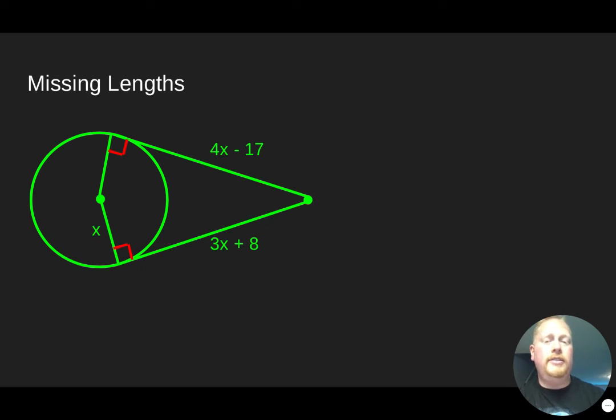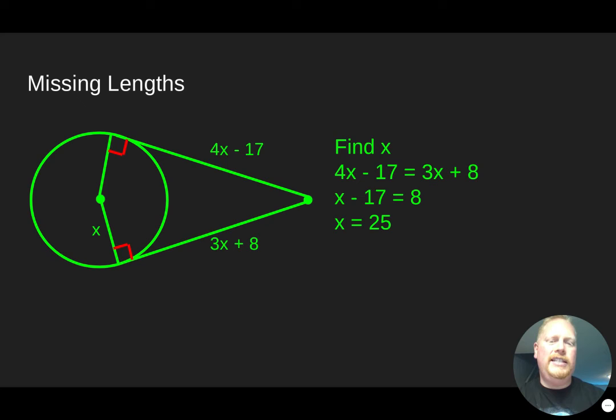So, what if you had something like this? Could you solve for x? Well, it should be as easy as setting the 4x minus 17 equal to 3x plus 8. So we set up that equation, do a little bit of algebra, subtract the 3x, add the 17, and we get x equals 25. So if the question says find x, we're all done. The main idea I want you to get from this is that two tangents that come from the same point have to be congruent.